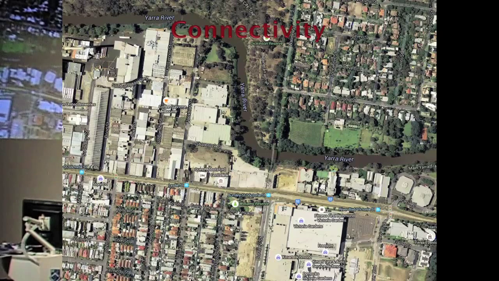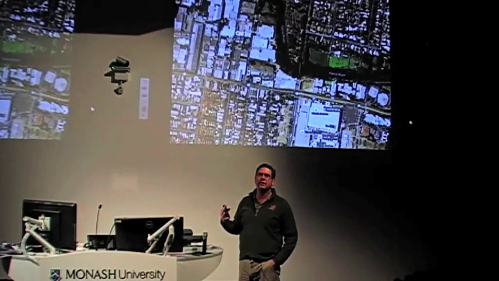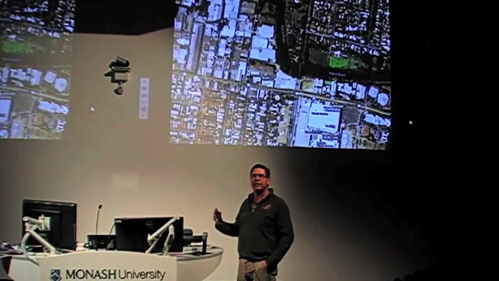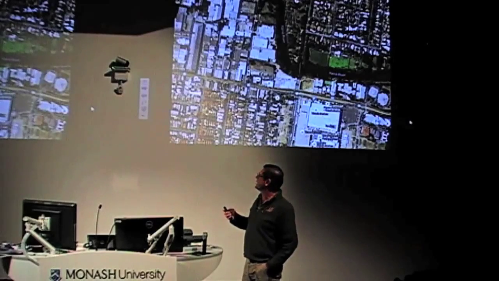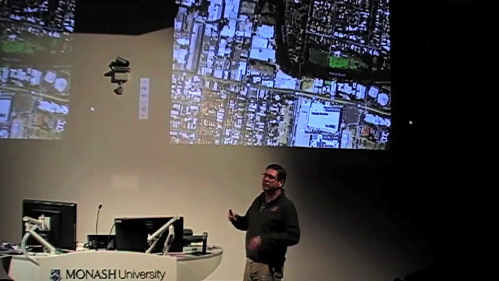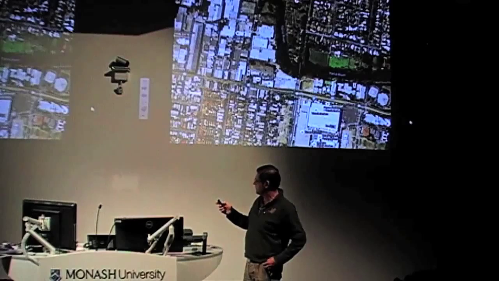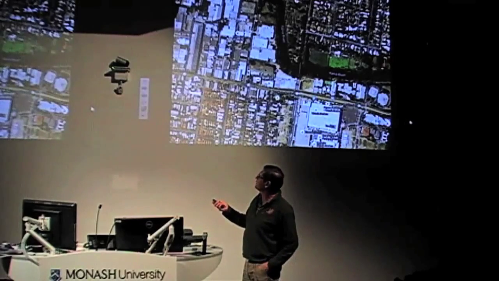Now, I had a quick look on Google Maps because I wanted to find somewhere where there were examples of really good connectivity and really poor connectivity and the variation in between. And just going along the Yarra River, it was pretty obvious. I'm not sure what part of Melbourne this is, but it's somewhere in the east, I think.